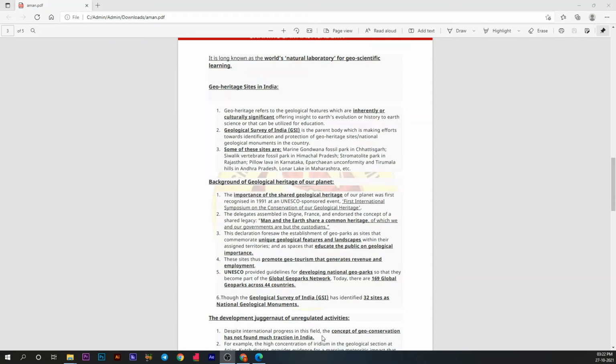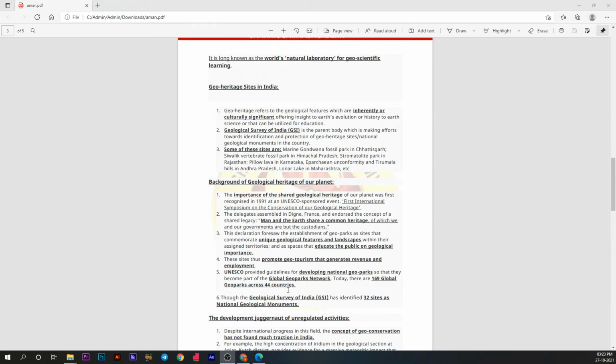And after that, how is it helping the economy? This promotes geotourism that generates revenue and employment, and this can be a big boost to the economy of the country too. Because of the geological heritage sites and geological parks, we can promote geotourism that generates revenue and employment. Across 44 countries in the world, we have 169 global geoparks.